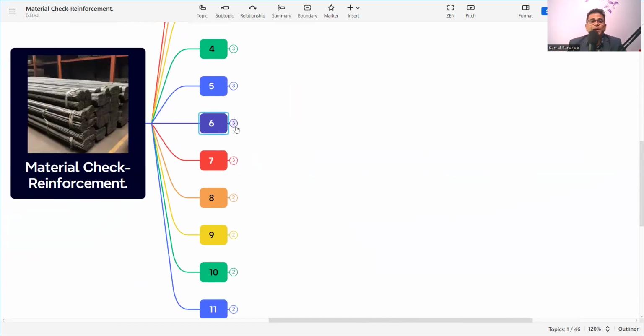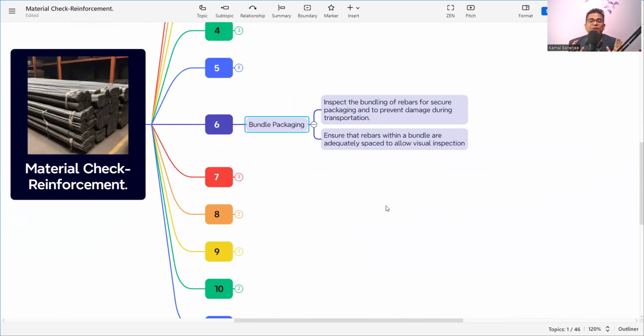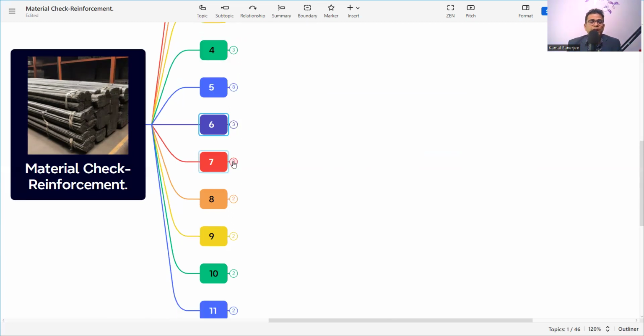check the next part. What is the next part? The bundle packaging. Inspect the bundle of rebars for secure packaging and to prevent damage during transportation. So we need to check whether this has been properly secured or not, because if you need to transport it to your stack yard, maybe it will get damaged. So you need to verify that one. Ensure that rebars within the bundle are adequately spaced to allow visual inspection. That means you need to check visually whether it is maintained or not. So these are the bundle packaging checks for the strength and verifying.